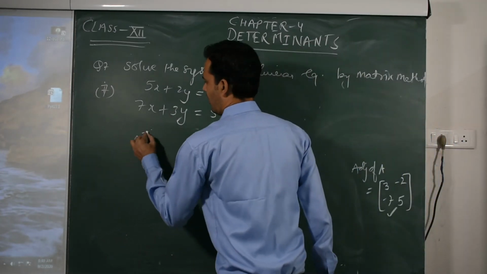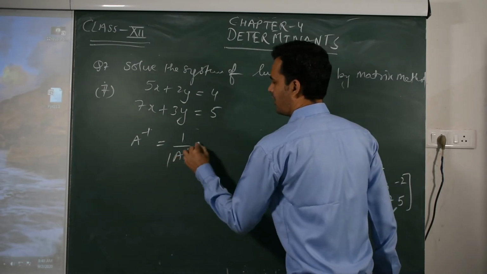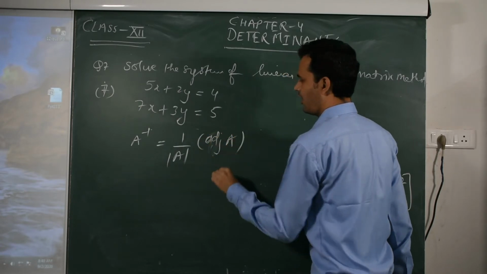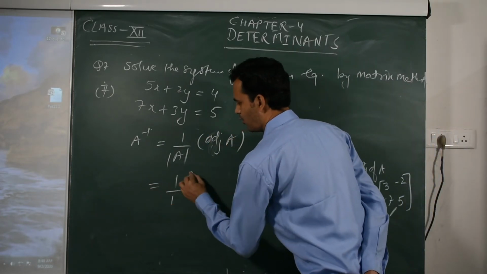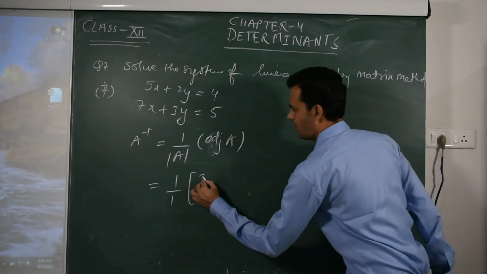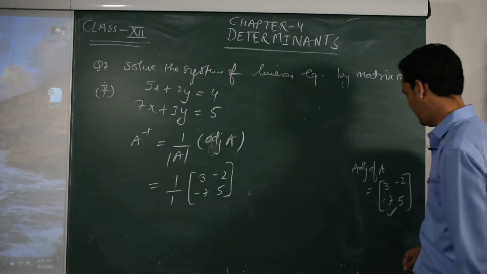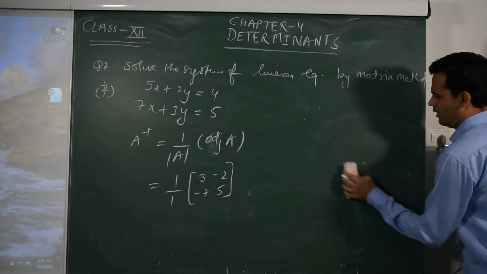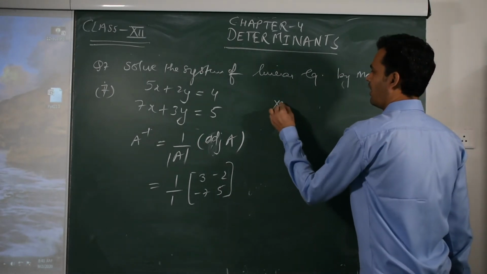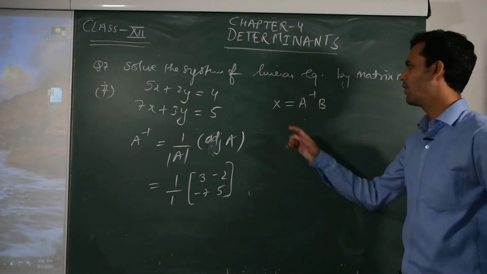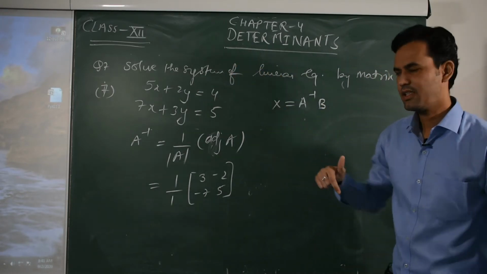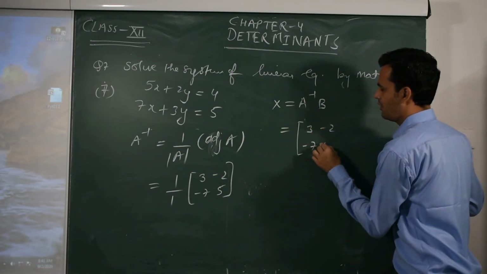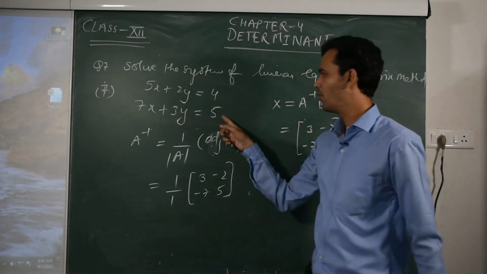Now inverse, A inverse. A inverse is 1 upon determinant A times adjoint A. So 1 upon determinant A means 1 upon 1, and adjoint A is 3, minus 2, minus 7 and 5. So this is called A inverse, and after that we find A inverse B, meaning the values of x and y. This is the formula for finding the values of variables x and y in linear equations. So here the value of A inverse is 3, minus 2, minus 7 and 5, and the value of B is 4 and 5.